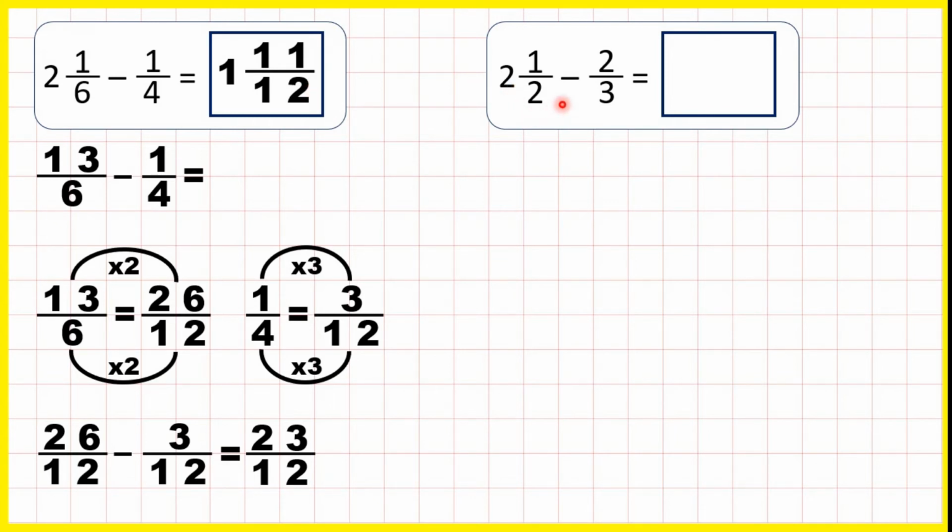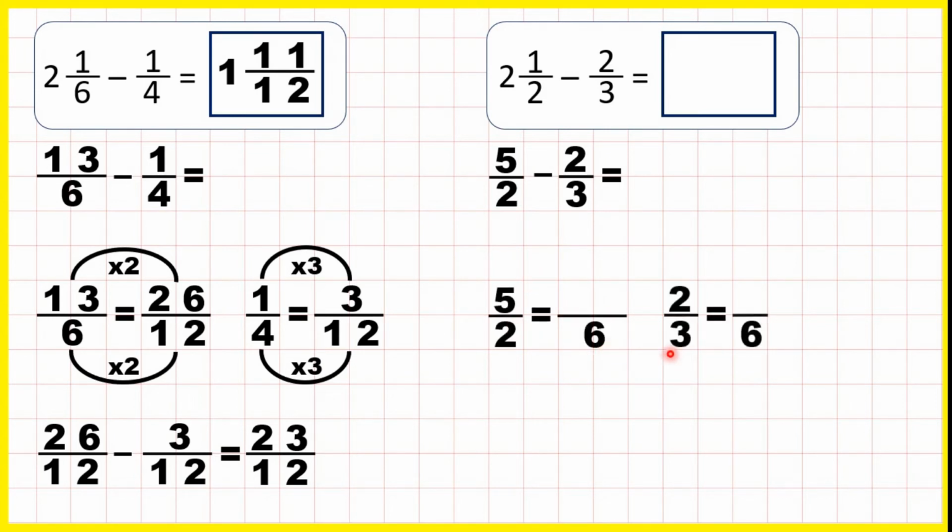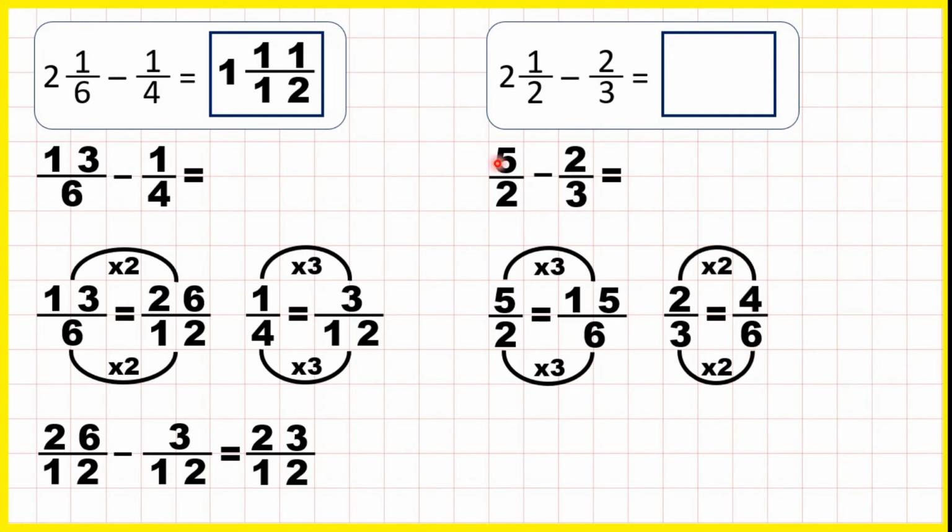Now 2 and 1/2 minus 2/3. So as an improper fraction, 2 and 1/2 is 5 over 2, because 2 times 2 is 4, plus 1 is 5. And we're subtracting 2/3, but we need our denominators to be the same. 6 is in both the 2 and the 3 times table. 2 times 3 is 6, 5 times 3 is 15, 3 times 2 is 6, 2 times 2 is 4. So instead of 5 halves, we can write 15/6, and instead of 2/3, we can subtract 4/6.